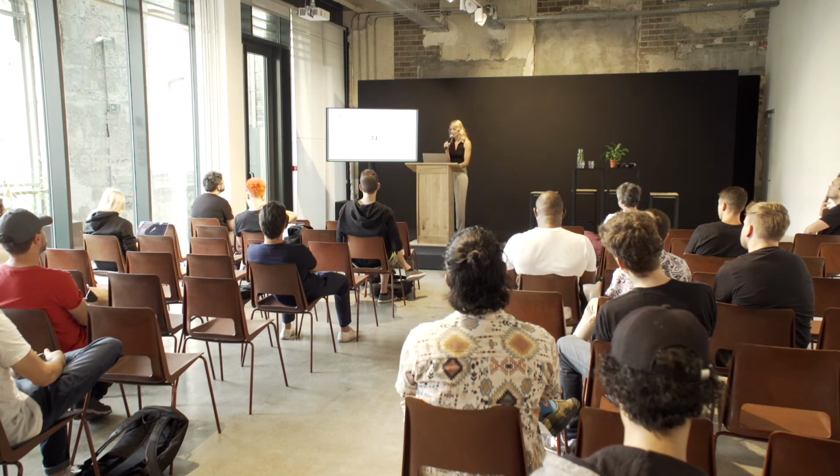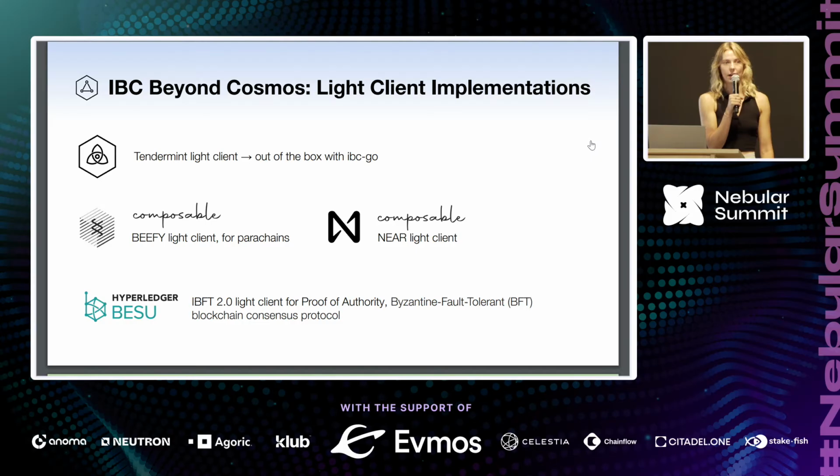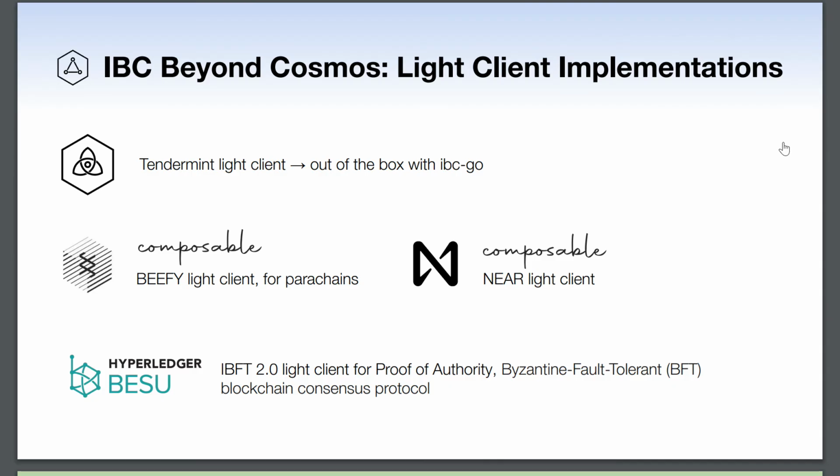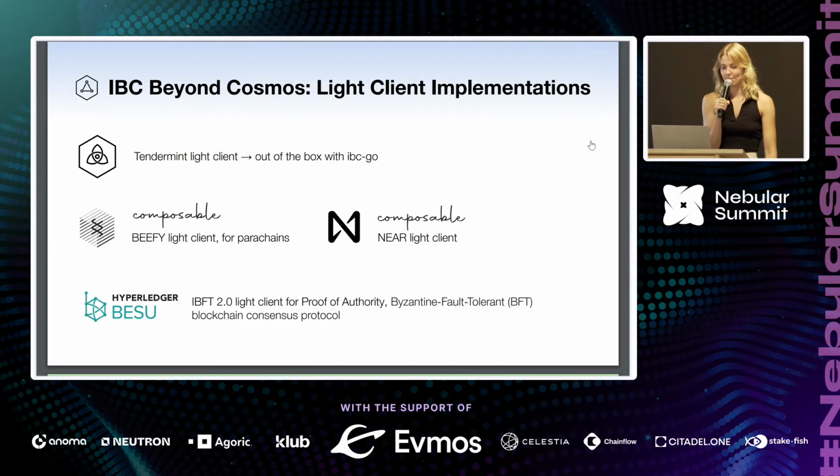And all of these examples that I've kind of given so far have been very Cosmos focused. But IBC can and is in the process of going far beyond Cosmos. So currently the out-of-the-box light client implementation is the Tendermint light client. So that's what all of the Cosmos SDK and Tendermint-based chains are using to plug into the IBC protocol. And they're using the IBC Go implementation. But this is just kind of the first use case.